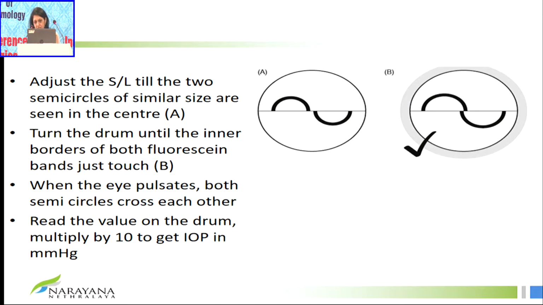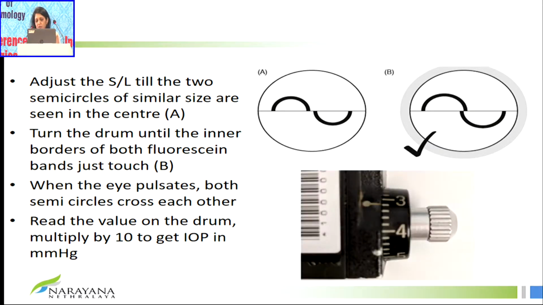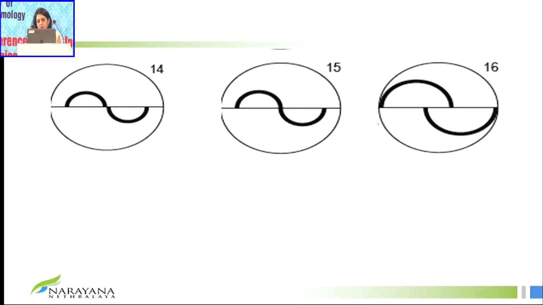So you adjust the slit lamp till the two semicircles are of similar size and they're seen exactly in the center. Now you turn the drum until the inner border of the fluorescent bands just touch. When the eye pulsates, these semicircles should just cross each other, and then the value on the drum is multiplied by 10 to give the pressure in millimeters. So for example here, this would be 32 millimeters of mercury.